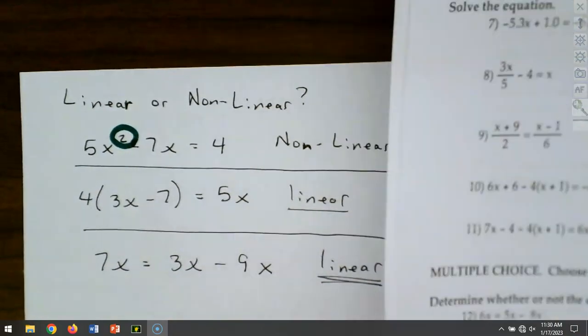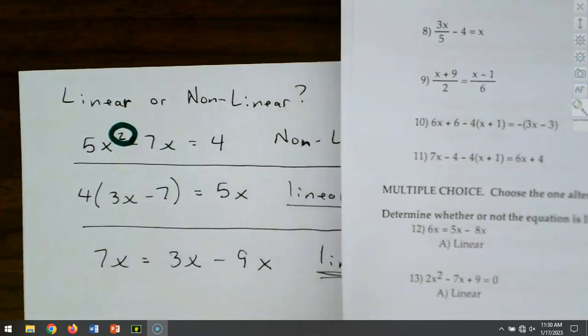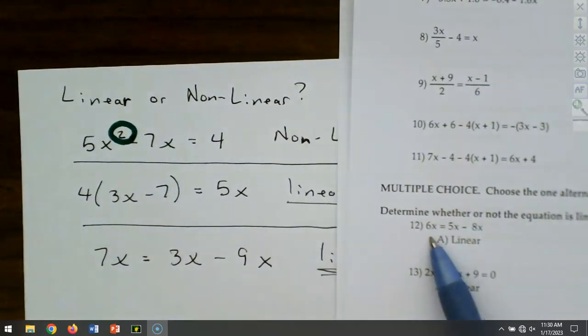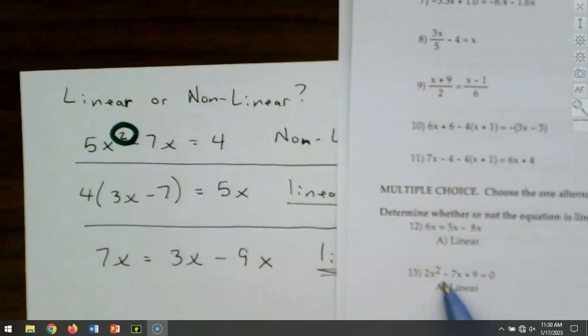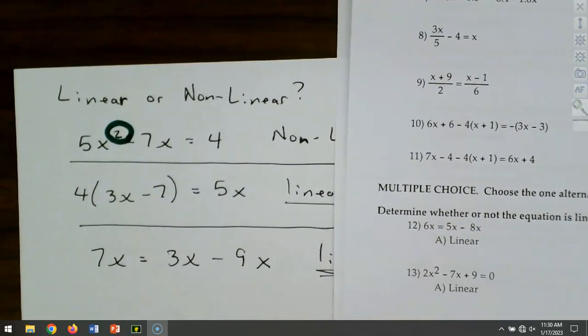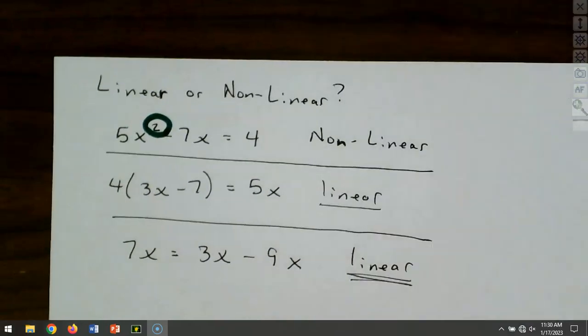And as you can see, it's very, very similar to question 12, right? And same thing with 13. What would 13 be? Nonlinear, right? 12 would be what? Linear. We just need to make sure that we understand the terminology.